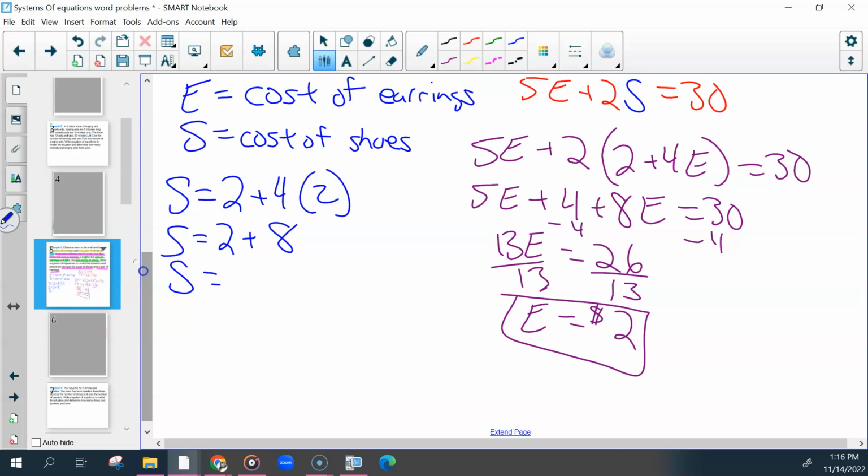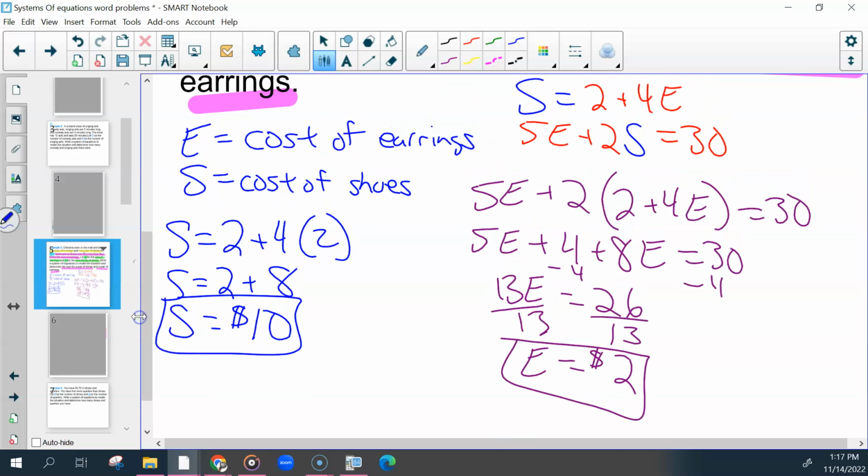So S equals 10 what? $10. So make sure your answer is specific as well. If you just put 10, I don't know what that means. So some problems will be set up nicely for substitution, not many, but some. Questions on that one?